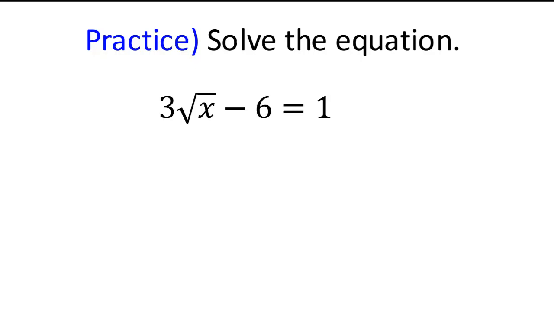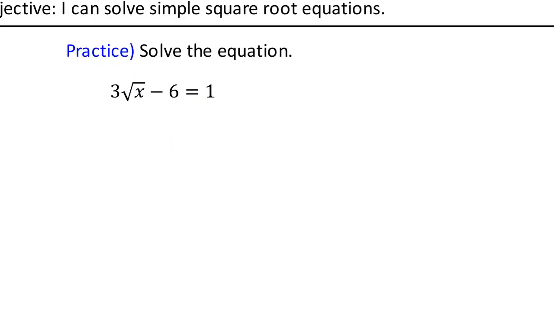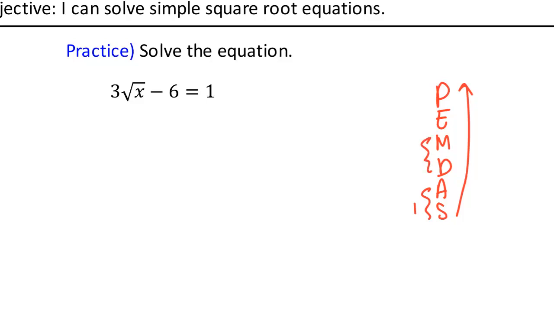So remember we're doing PEMDAS in reverse. So we have, please excuse my dear Aunt Sally, in reverse. So first get rid of addition or subtraction. So which one do you have to get rid of first? The negative 6. And then you get rid of multiplying and dividing. So what should you get rid of after the 6? The 3. So we're going to add 6. And then that's 3 times root x. So after you add 6, you divide by 3.